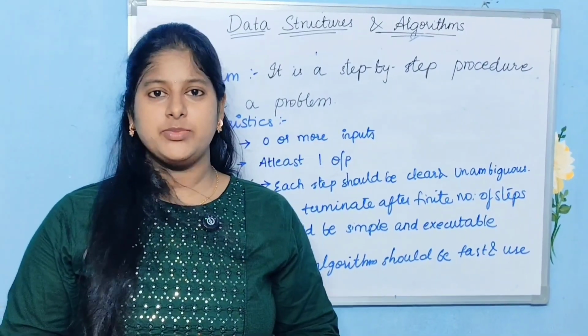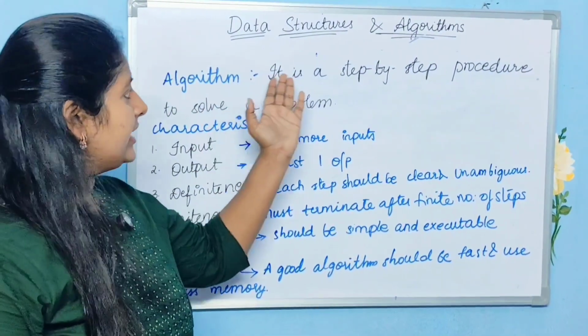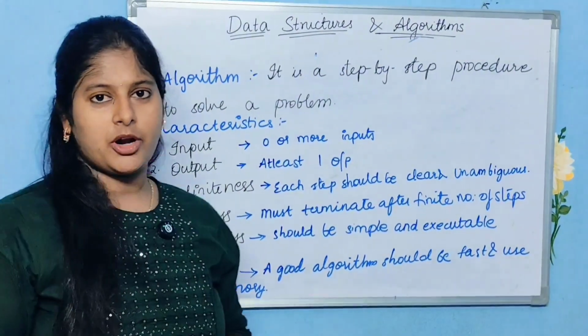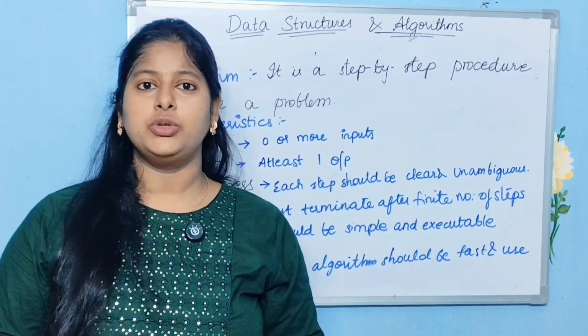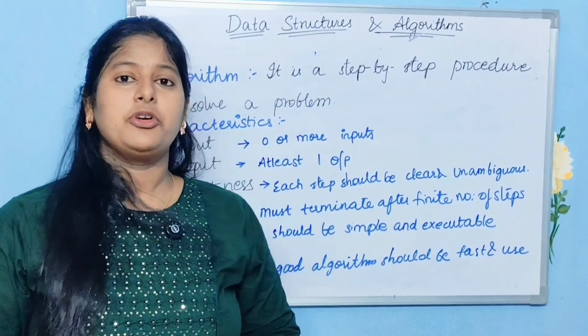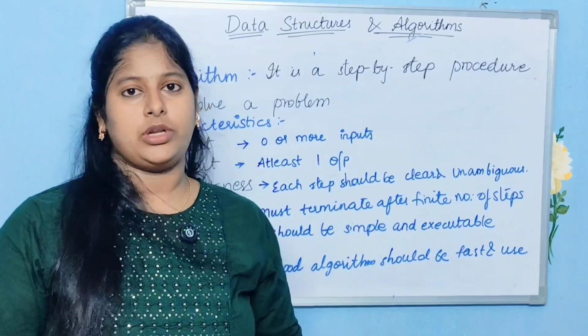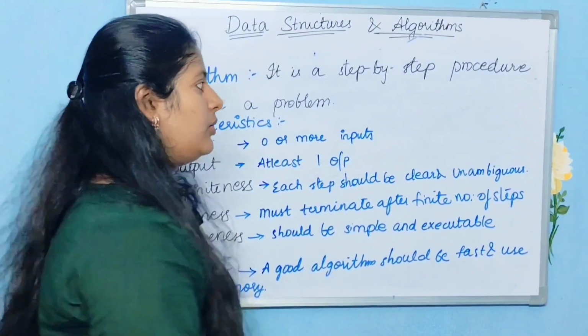Now we are going to see what is meant by algorithm. Algorithm, it is a step-by-step procedure to solve a problem. Say for example, I've asked you to add two numbers and store it in a third variable. What you will be doing?